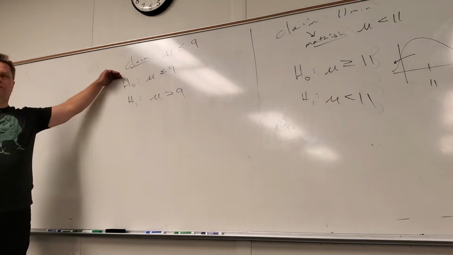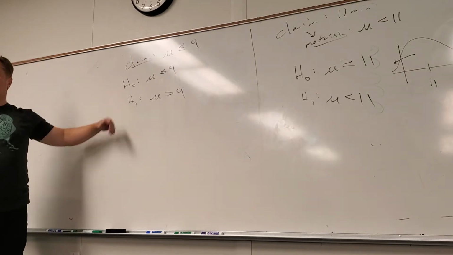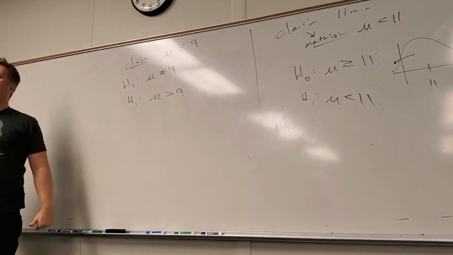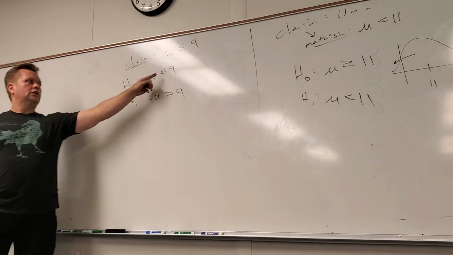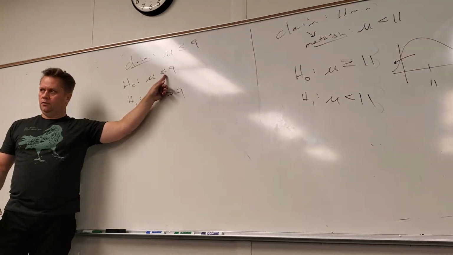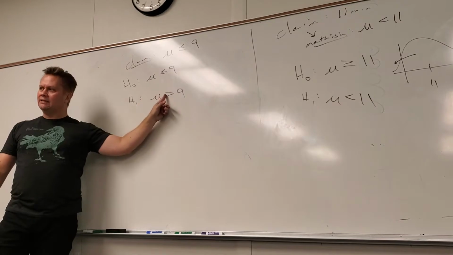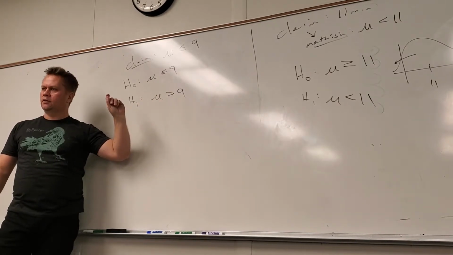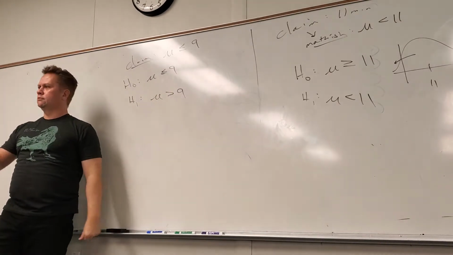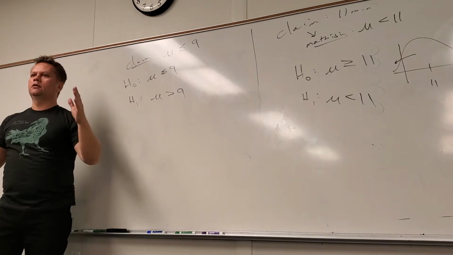What's the only one of these that I can actually show evidence for? The H1. Because the H0 has an equality statement to it, and I can never show evidence for equality. I can only show evidence against equality.